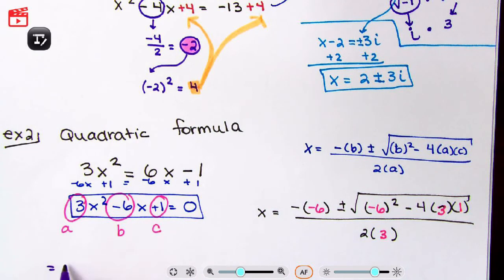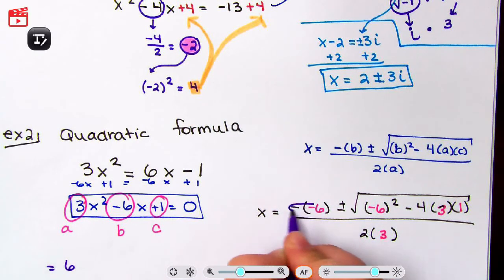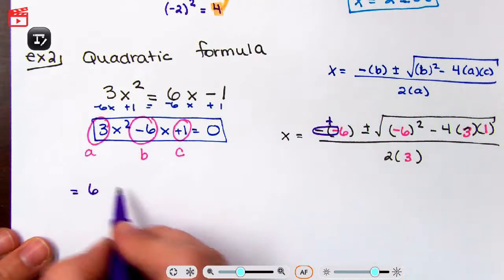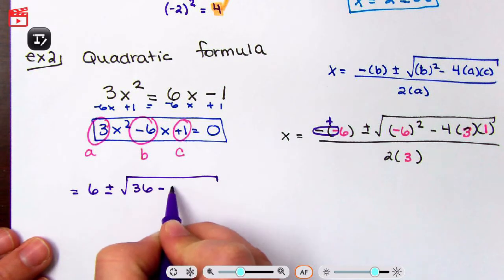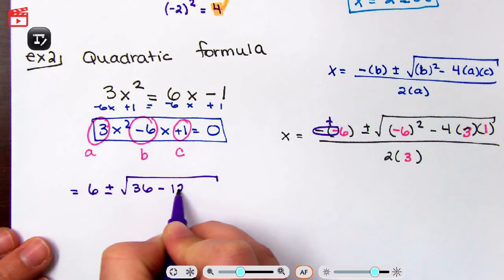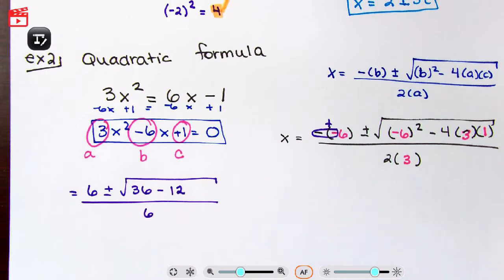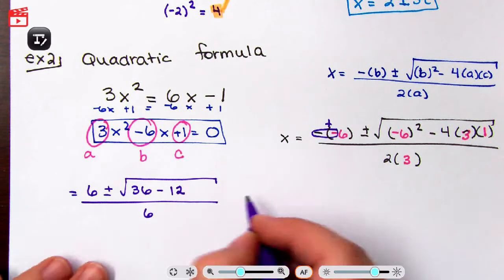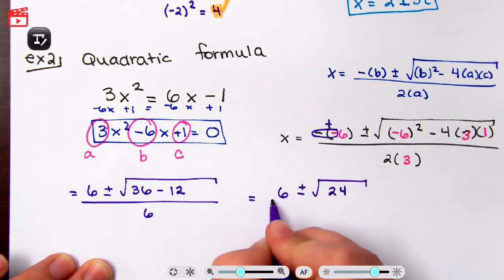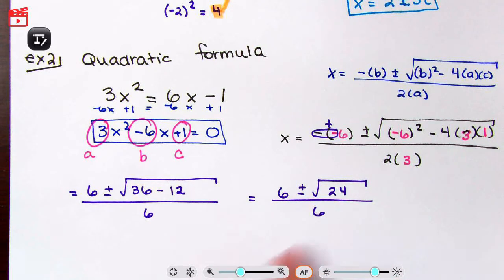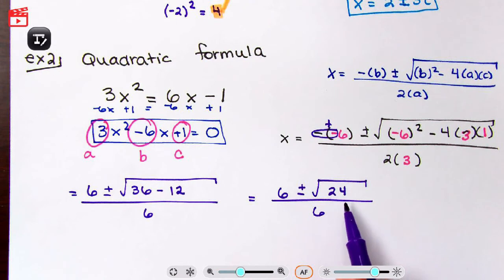Let's rewrite the formula. We have 6 positive because two negatives make a positive, plus or minus the square root of 36 minus 4 times 3 times 1, that's 12, divided by 6. Now, if we recall the discriminant, 36 minus 12 is 24. The discriminant tells you how many real solutions you're going to have. Because our inside here is 24, yes, we will have a real solution. This will not include any sort of imaginary numbers like i.